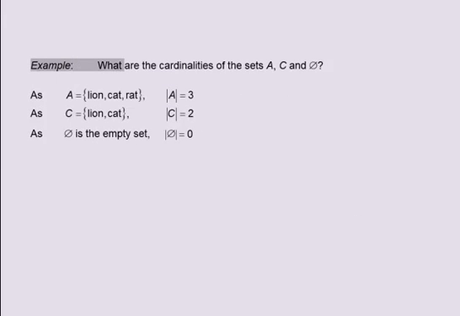Example, what are the cardinalities of the sets A, C, and the empty set? As A equals {lion, cat, rat}, the cardinality of A equals 3. As C equals {lion, cat}, the cardinality of C equals 2. As the empty set is the empty set, the cardinality of the empty set is 0.